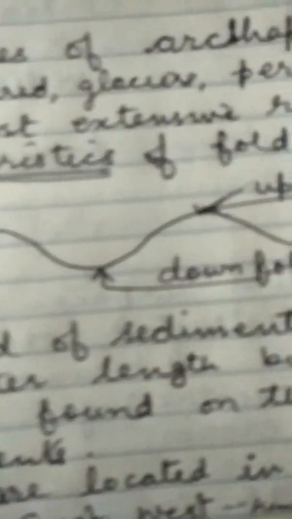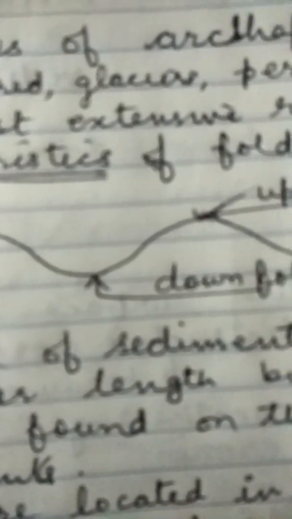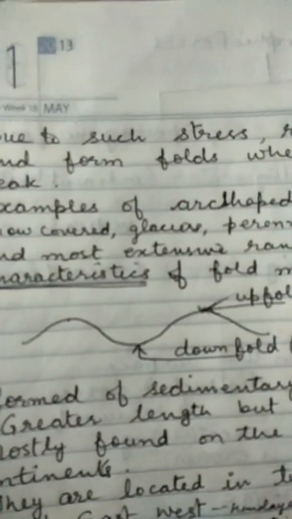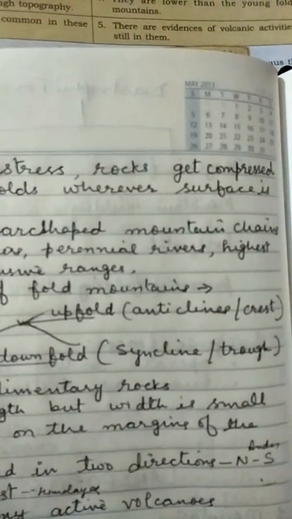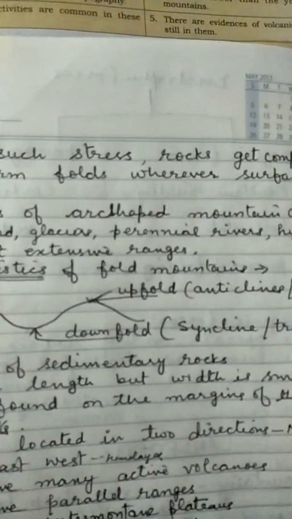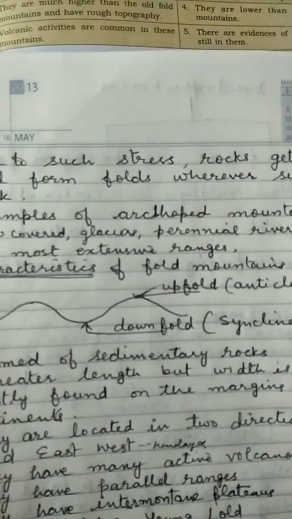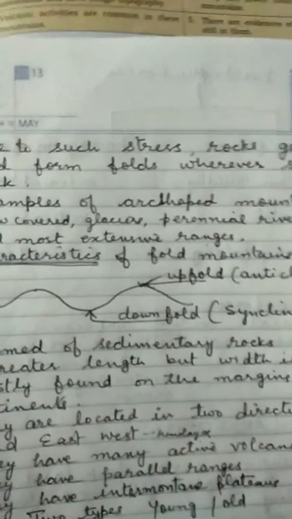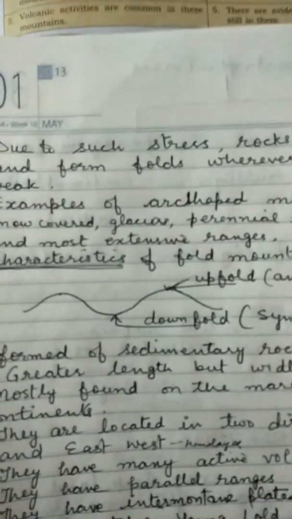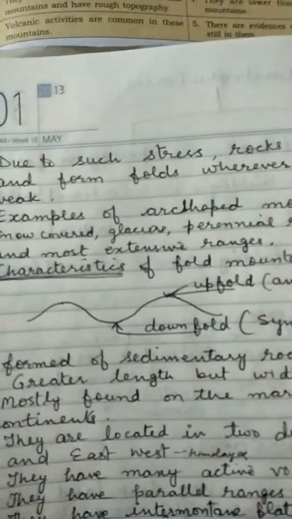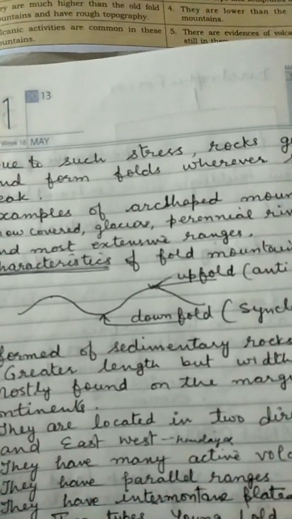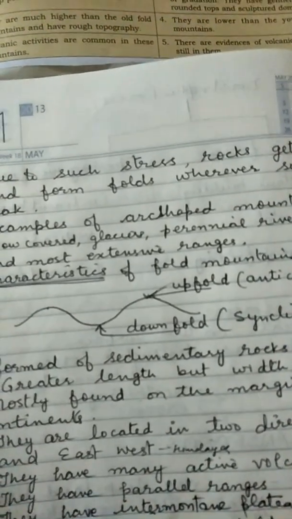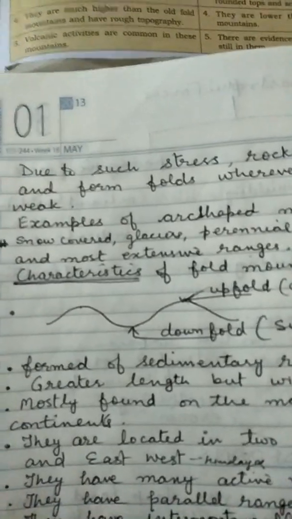Now these mountains, they are snow covered because they are very high. They have glaciers. Perennial rivers originate from here. As they are very high and most extensive, they occur in ranges. There are parallel ranges like Himalayas. There are 3 ranges parallel to each other like Himadri, Himachal, Shivalik.